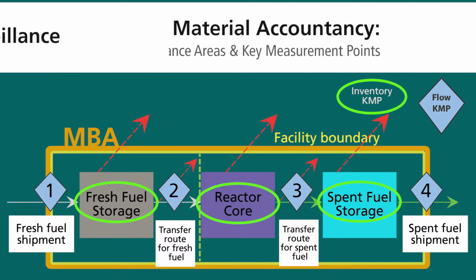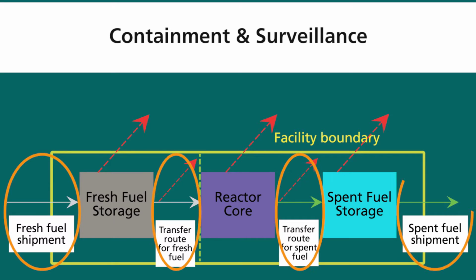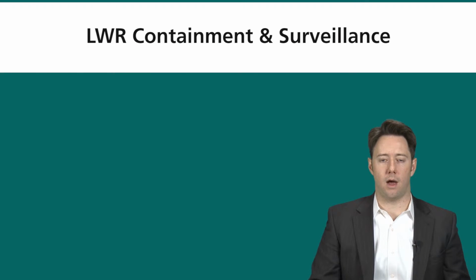So then we'll move on to containment and surveillance. And for safeguards in general, redundancy is a good thing. We want to make sure if one system fails, the next system picks it up. So we're going to put containment and surveillance over all the transfer and flow routes. And we're also going to put some containment and surveillance over the storage areas and inventory areas. So basically, we want to survey and contain the entire facility. Again, redundancy is our friend with our safeguards. And now, specifically, let's take a look at some LWR containment and surveillance diagrams.